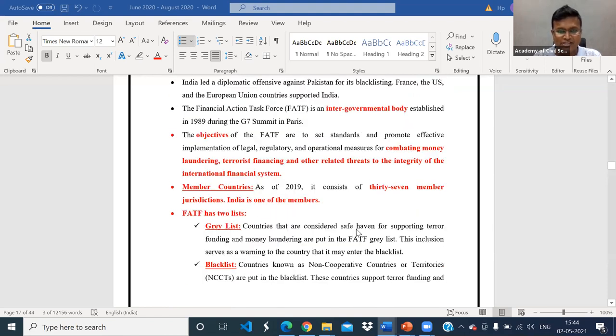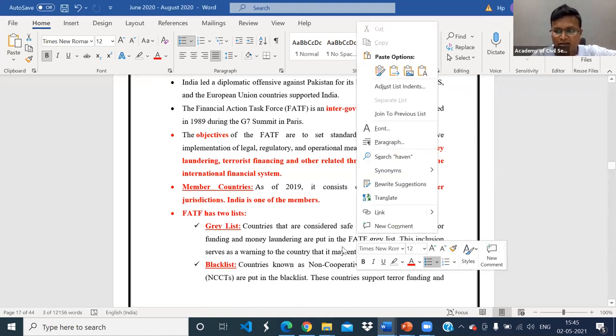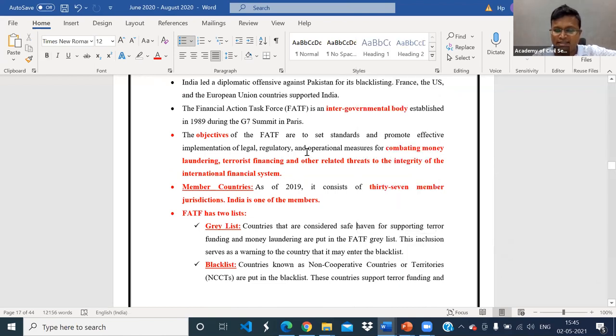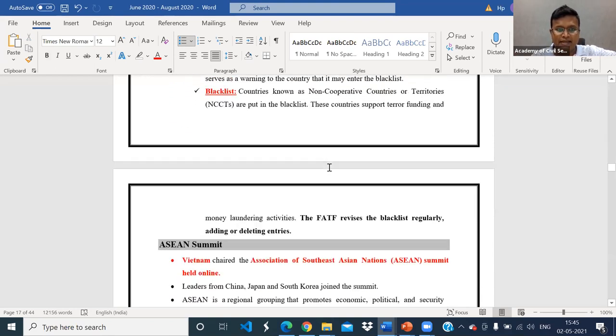At present there are 37 members in the FATF agreement, and India is a part of FATF. If a country is a member of FATF, its citizens can invest in the Indian stock market, Indian bank accounts and Indian bond market directly, without going through an Indian investor. We discussed that in the class.